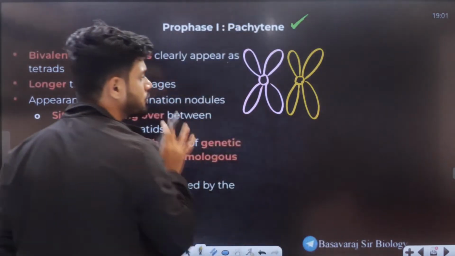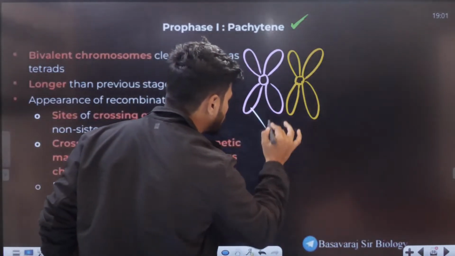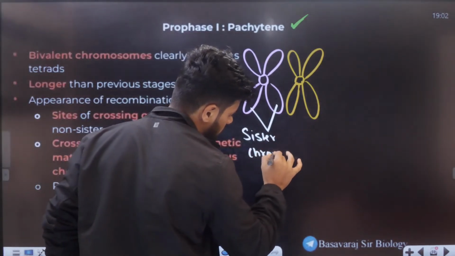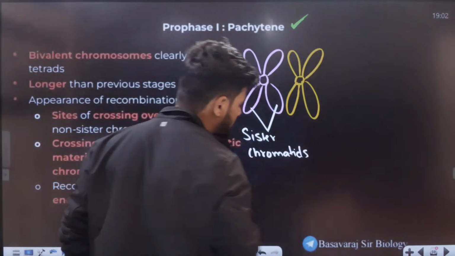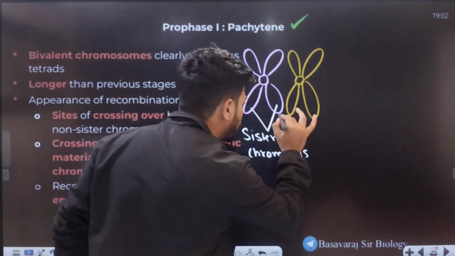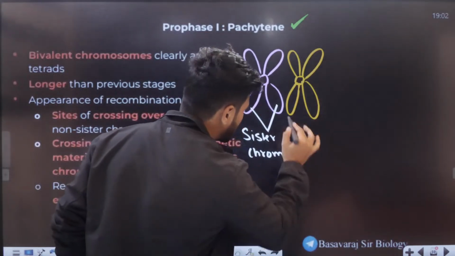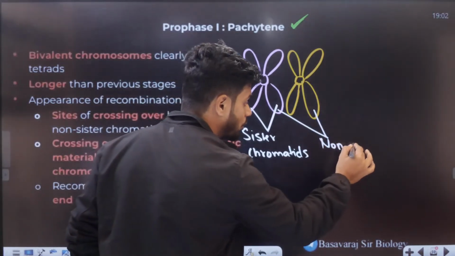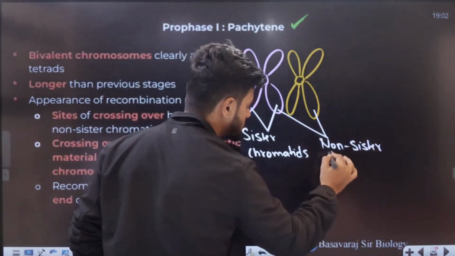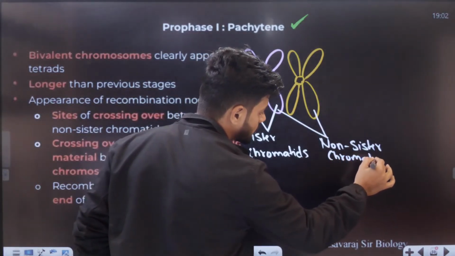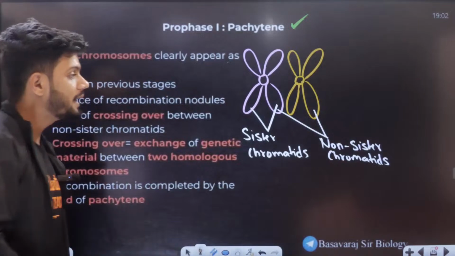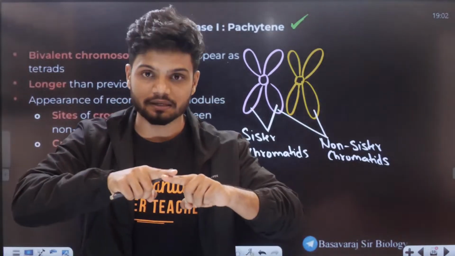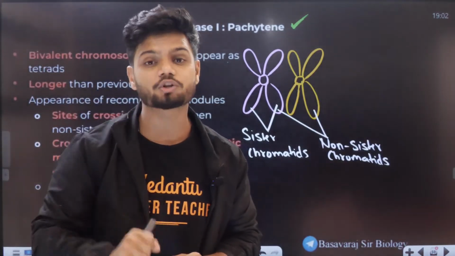Now students, I want everyone to focus here. These two are called what? They are called sister chromatids. Now what about one from here and one from here? They are called non-sister chromatids. Now there will be something called exchange of genetic material. Exchange of genetic material between non-sister chromatids.